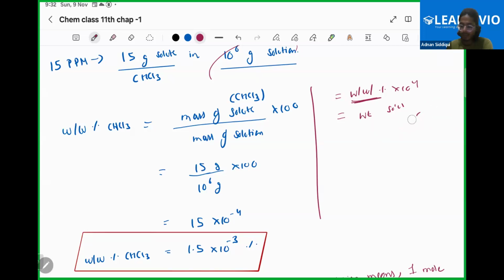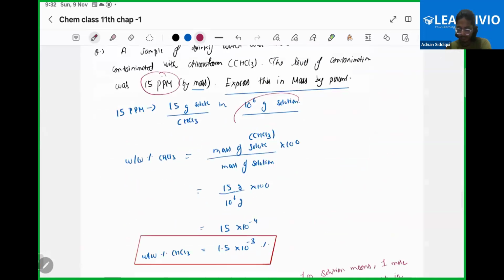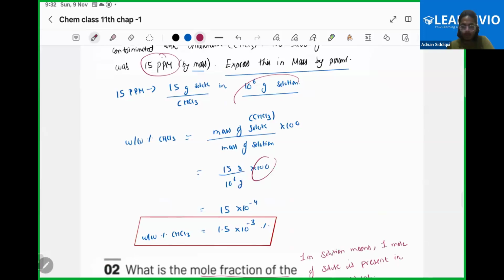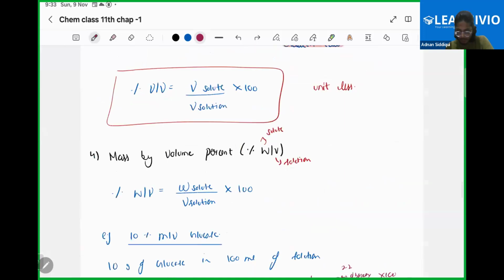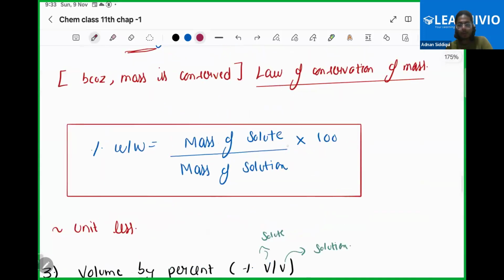Is it clear how we are supposed to do it? Okay, but for this one, why did you take 100? See, the question is in terms of weight by weight percent. The formula for weight by weight percent that we have studied is this. We are talking in terms of percentage, that is not the ppt one we are finding.